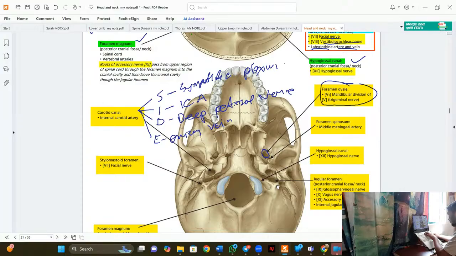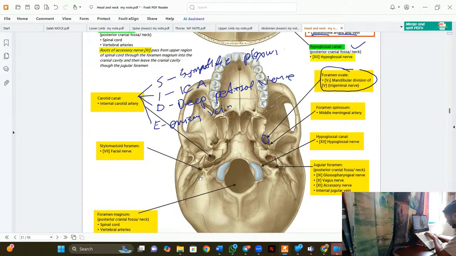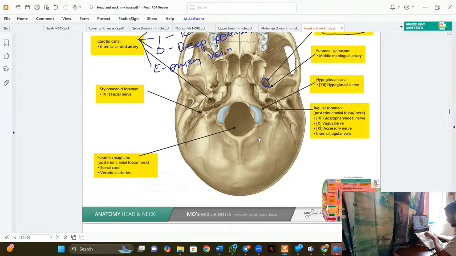And this is jugular foramen, hypoglossal canal. This is hypoglossal canal. Hypoglossal will exit through it, and it will come through this hypoglossal. Stylomastoid foramen, just before the styloid process, behind foramen magnum.